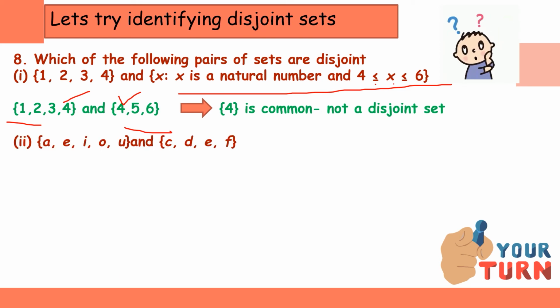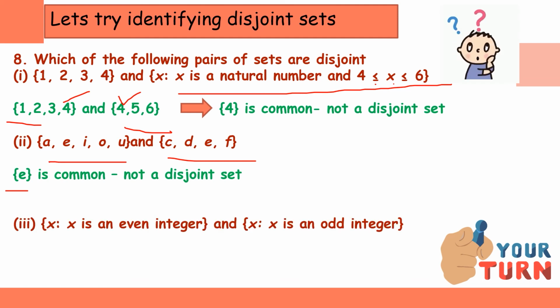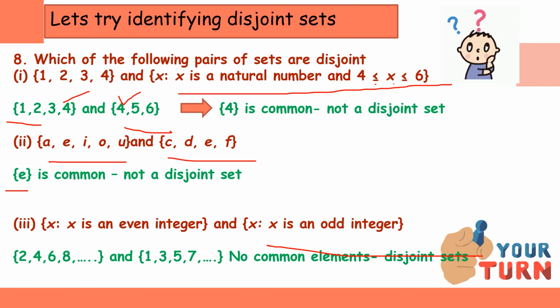We'll take another question. A, E, I, O, U and C, D, E, F. Do you have any common element? Yes, we have E as common, so it is not a disjoint set. Remember, disjoint set means there should not be any common element. It should be disjoint, no overlapping. Third question. X is an even integer, X is an odd integer. So 2, 4, 6, 8 and 1, 3, 5, 7. Will you get any common elements? Not at all. So I can say that this is an example of a disjoint set.